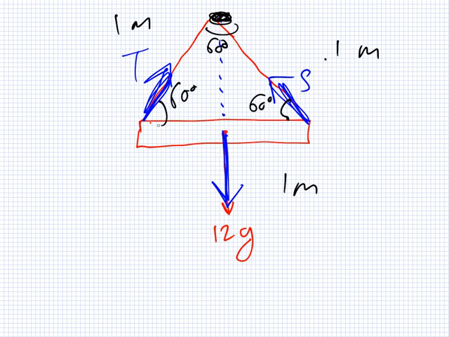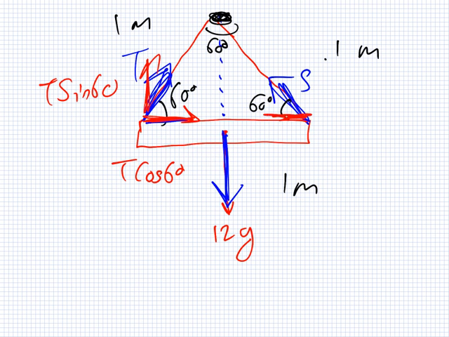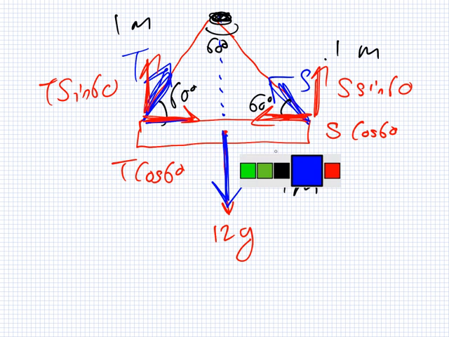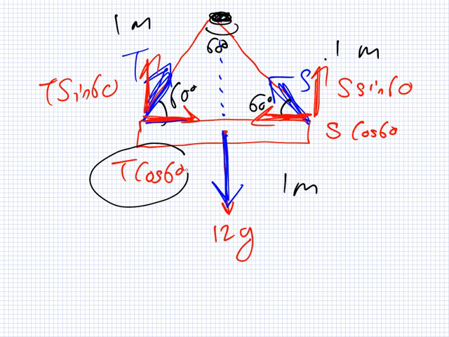Okay. So here, I'll do it in red. This one is T cos 60, and this one here, T sine 60, and here, S cos 60, and here, S sine 60. Now, if you look at this, you can say that this one must equal this one. The left and the right must be equal. But there's cos 60 in both. So then you get T must equal S.